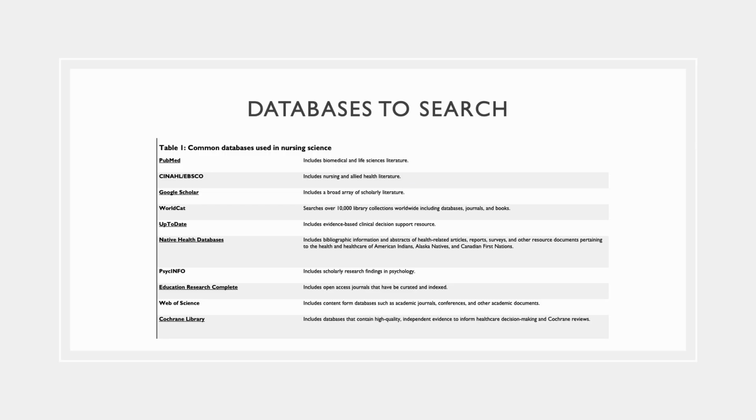Here is a list of some of the common databases used in nursing. You will notice that it includes PubMed, CINAHL, Google Scholar, WorldCat, UpToDate, Native Health Databases, PsycInfo, Educational Research, Web of Science, and the Cochrane Library. I would always say that as nursing students, you should absolutely always include PubMed and CINAHL on your list.